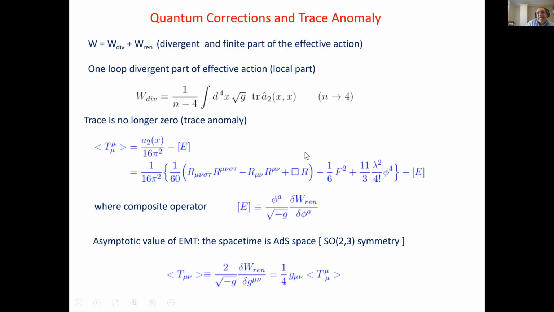Now we're working in ADS space, which has SO(2,3) symmetry. And the only rank 2 tensor that obeys that symmetry is g mu nu. So the expectation value of T mu nu in this ADS space can be expressed in this way, because it has to be proportional to g mu nu, because of the symmetries of the ADS space. So we know the trace, and so we can figure this out.